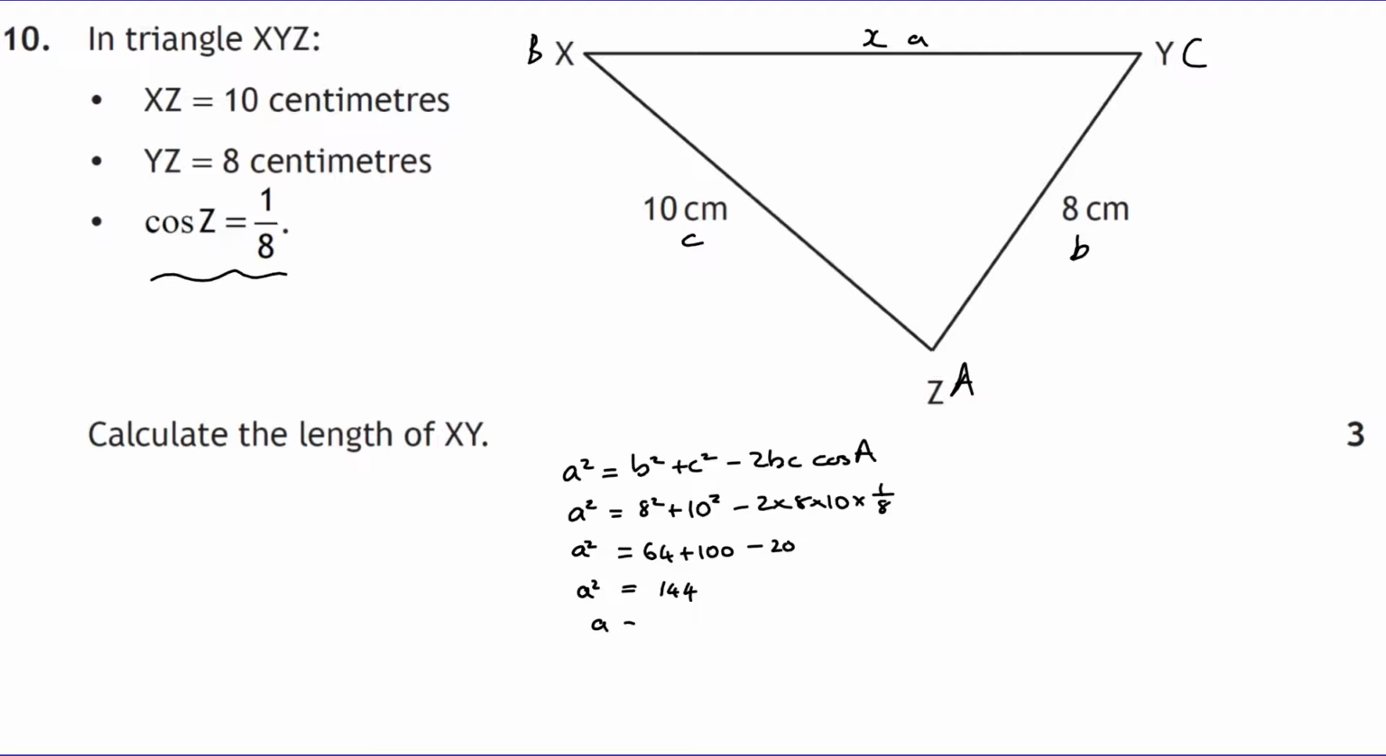If we square root that, we get 12 centimeters. So if you do it in the right order, the answer works out pretty nice. So it's all about just making sure you choose the easiest path.